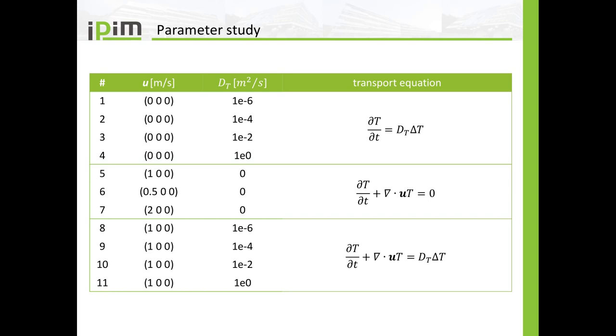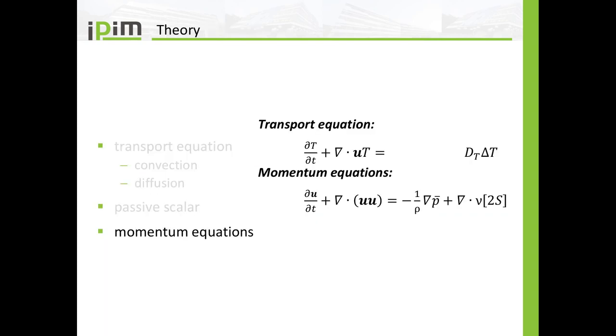And why is this important? I want you to understand why this is important. I mentioned that you have these transport equations of a passive scalar in case of temperature, for example, or of chemical species. But if you think of the Navier-Stokes equations, the momentum equations, you also have these terms, convection and diffusion.